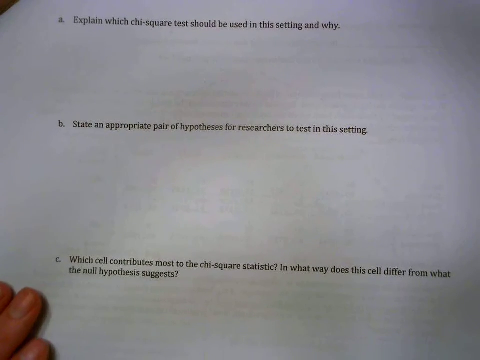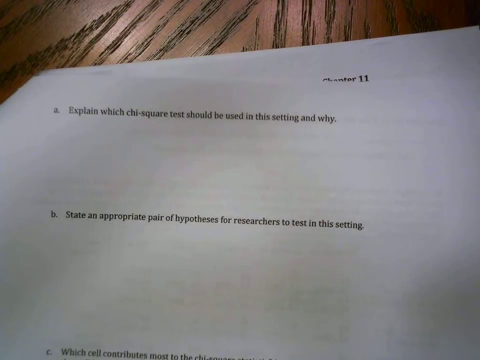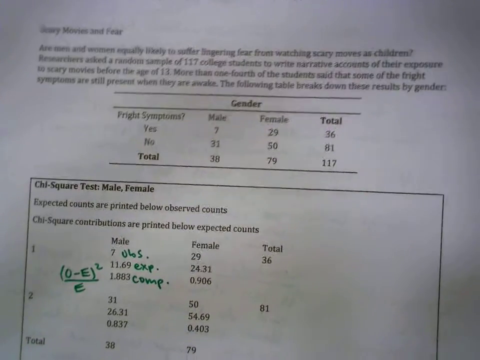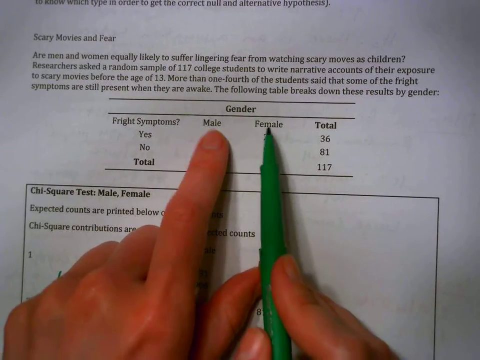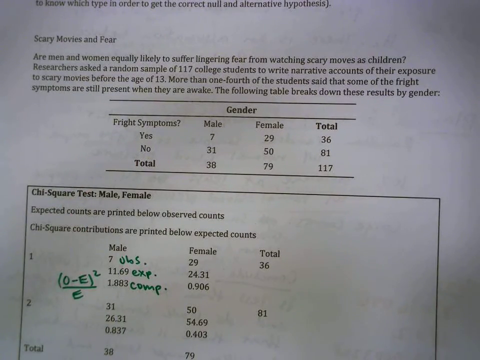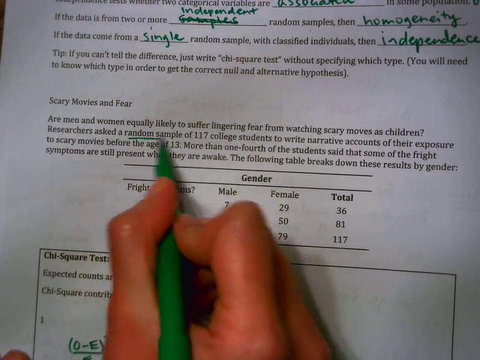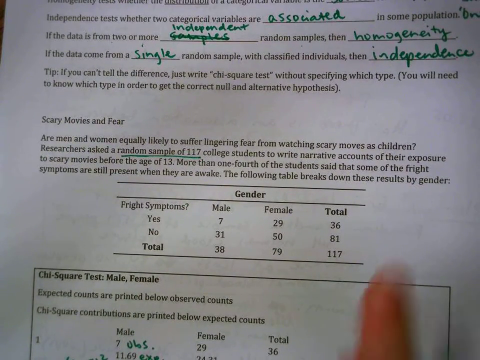Part A says explain which chi-square test should be done in this setting and why. So we have technically 3 options: goodness of fit, homogeneity, and independence. You should be able to rule out goodness of fit right away because it's a 2-way table. It's not just one variable, it's 2 variables, gender and fright symptoms. So now, is it homogeneity or independence? Did they take more than one sample or only one sample? They took a random sample of 117. So because they took one sample, it's going to be a test of independence. So that's what we're going to say.